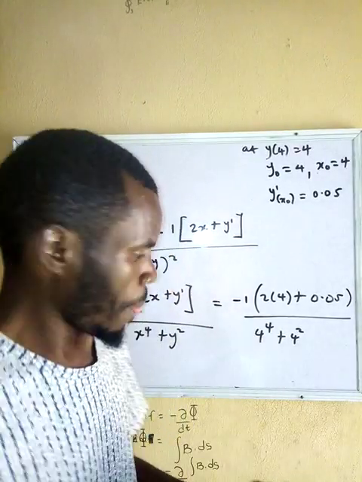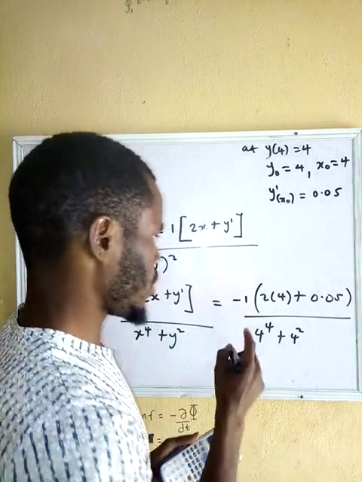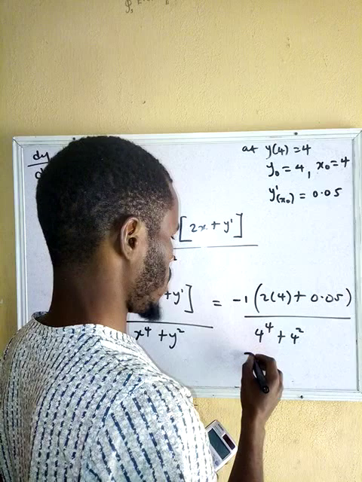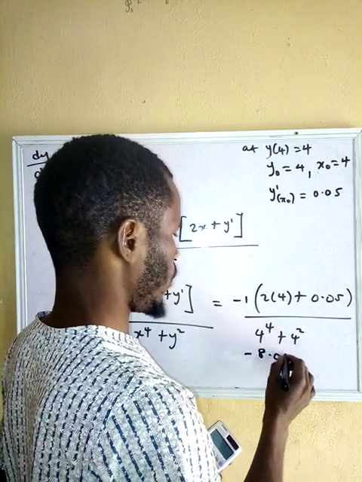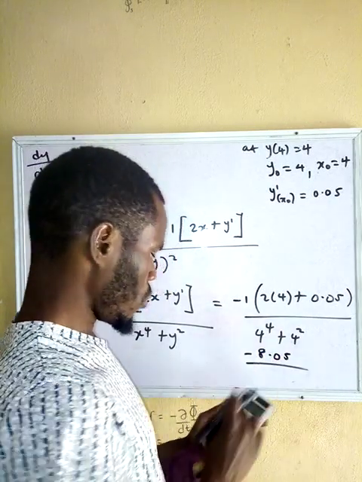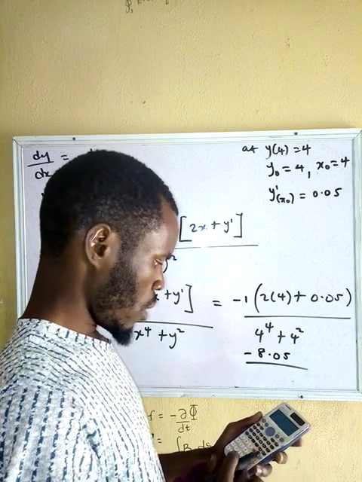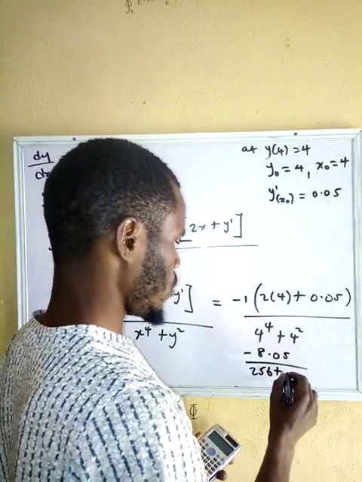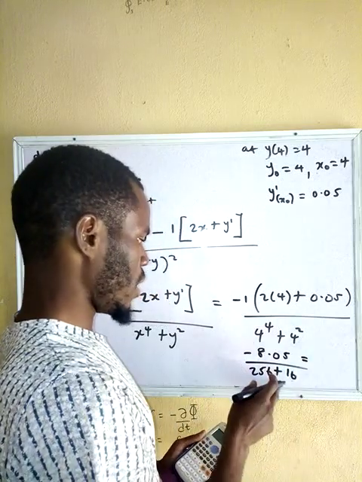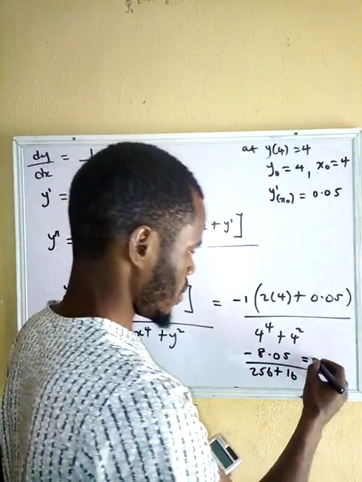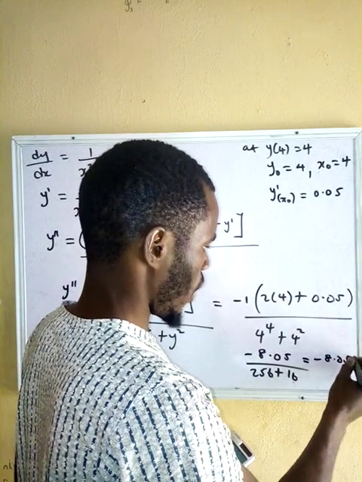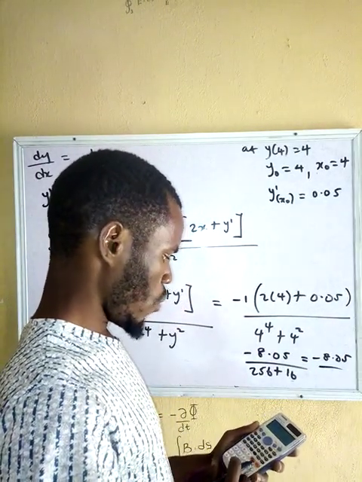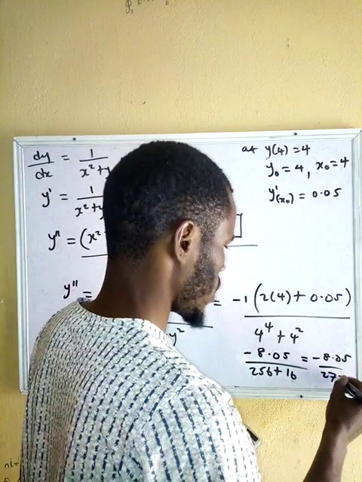Right, so quickly, when you insert this using your calculator, we're going to obtain minus 8.05 all over 4 to the power of 4, which gives us 256, plus 4 to the power of 2, which is 16. So if you divide, we need to add this, minus 8.05 all over 256 plus 16, we are going to obtain 272.